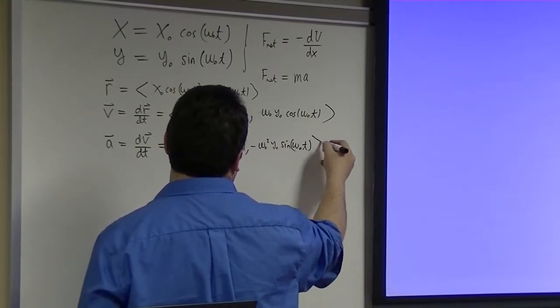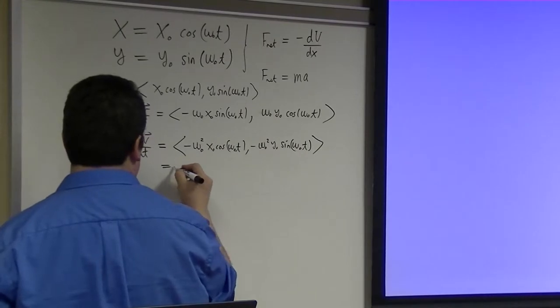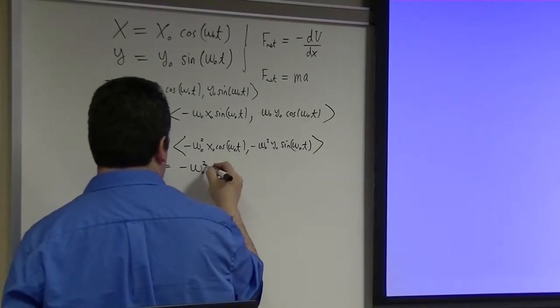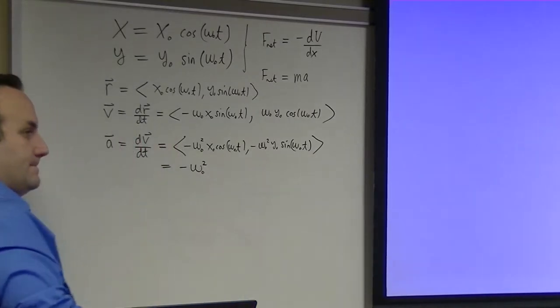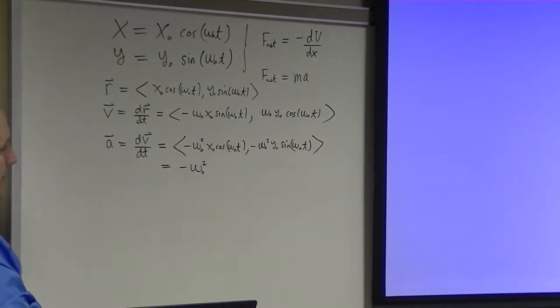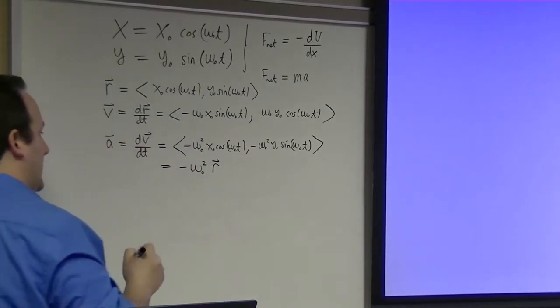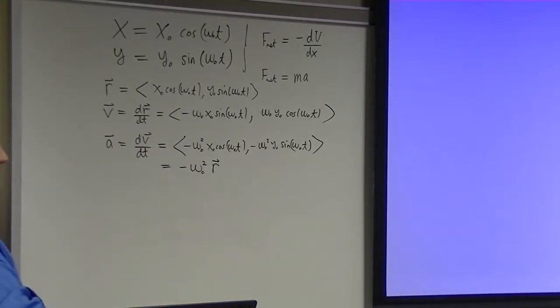Anybody see a lazier way to write that formula? Let me suggest minus omega naught squared times what? x naught cosine, y naught sine. Right. But what is that? The original position function. So it's really just minus omega naught squared times the position function, times r. Your problem doesn't really capitalize on that, but I think it's worth noticing.